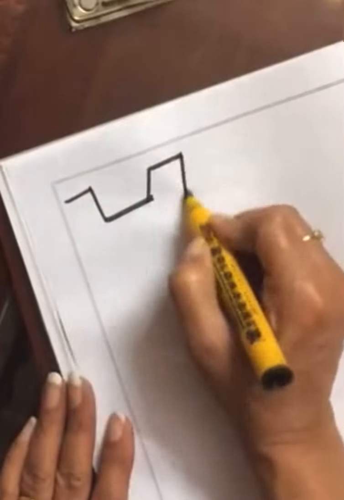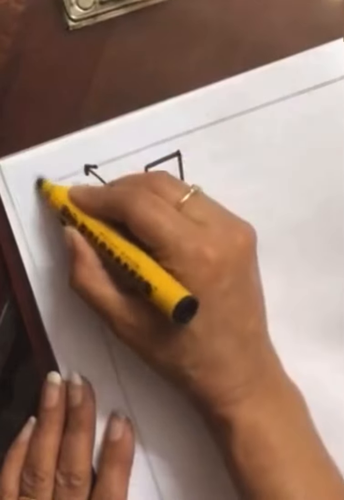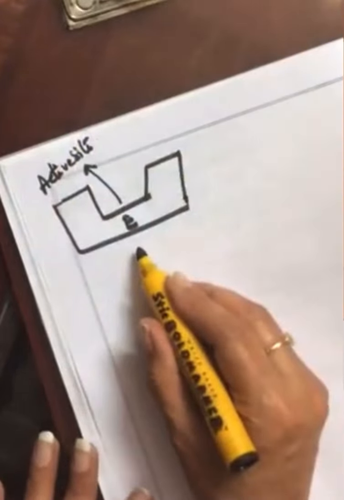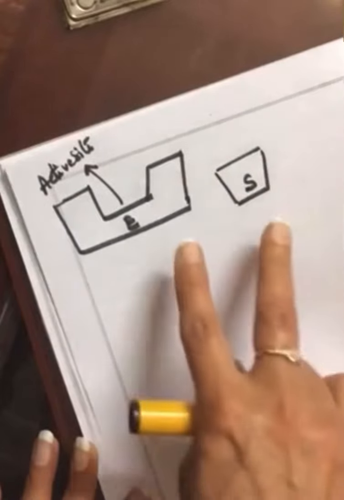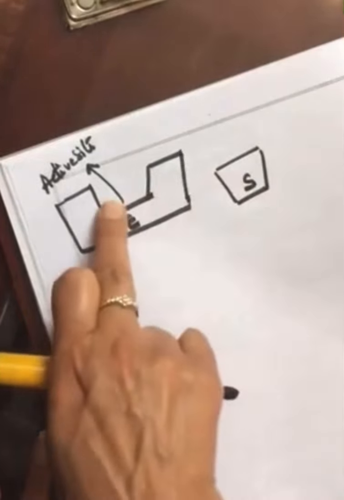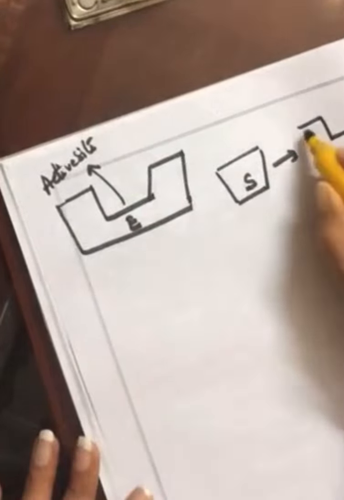For example, this is an enzyme, and this is an active site on the surface of the enzyme. This is a substrate, or you can understand that these are just like two reactants. So the substrate will fit into this active site, and because of this, a complex between substrate and enzyme will form.